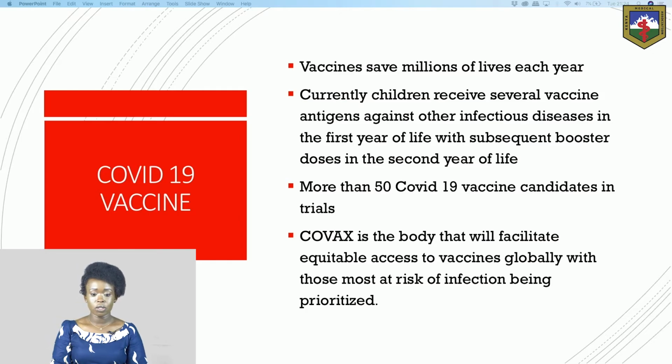Currently, for COVID-19, we have more than 50 vaccine candidates that are undergoing trials, but already there is data showing good information that at least 3 of them are showing significant effectiveness. Therefore, we are hoping that this will be available to the greater population. We have a body that is tasked with the mandate to facilitate equitable access to vaccines globally, with those most at risk of infection being prioritized.